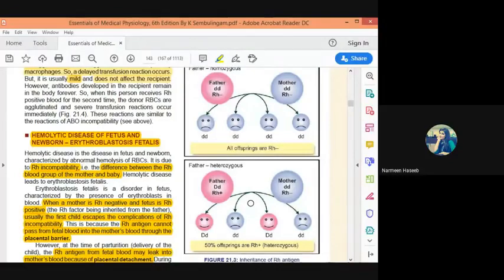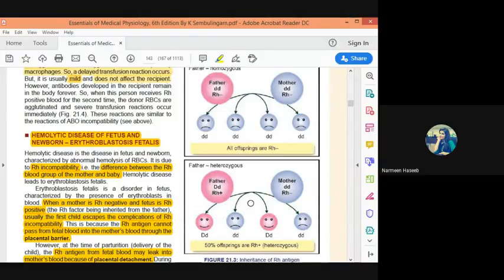It is due to Rh incompatibility, that is, the difference between the Rh blood group of the mother and the baby. As I've told you, this is based on the phenomenon we have just recently discussed. So if the mother is Rh negative, and the fetus is Rh positive because of the father.